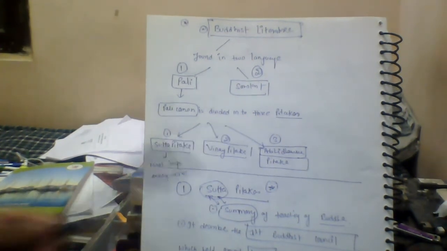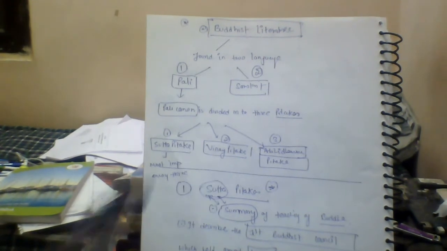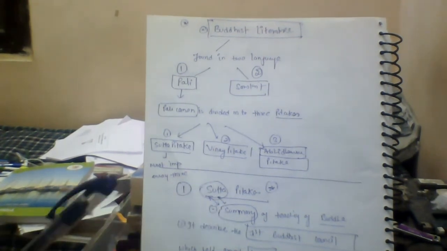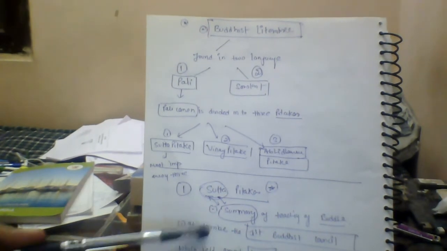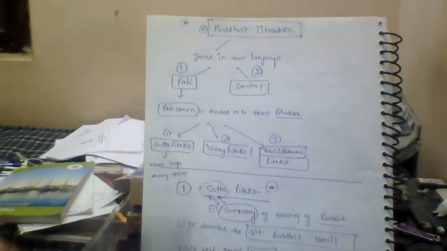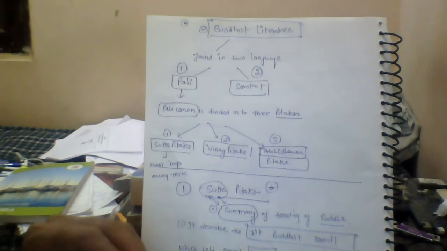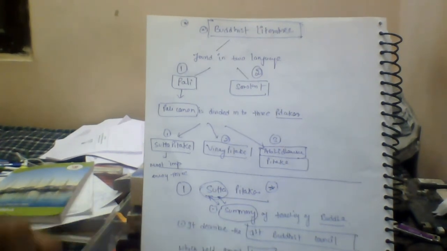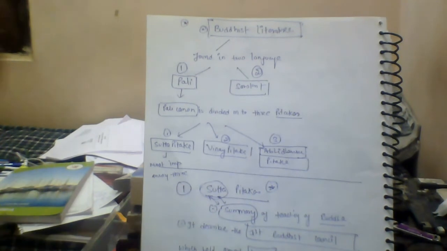So let's talk about the first thing, Sutta Pitaka. Sutta Pitaka is a summary of the teachings of Buddha. It describes the first Buddhist council, which was held around 400 BC under the patronage of the Haryanka king Ajatashatru. So this is also important. You have to understand that Ajatashatru was the ruler at the time when the first Buddhist council was held. So you have to know this.